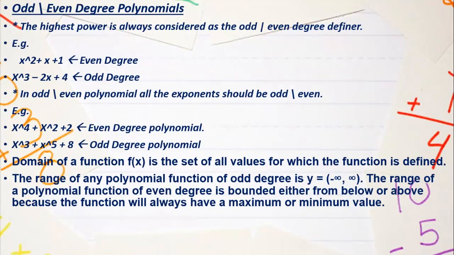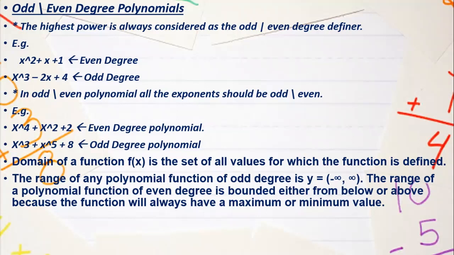We go in more depth about these characteristics. Odd and even degree polynomials. The highest power is always considered as the odd or even degree definer. For example, x squared plus x plus 1 is an even degree because the highest degree is even. It's positive, but it's even.